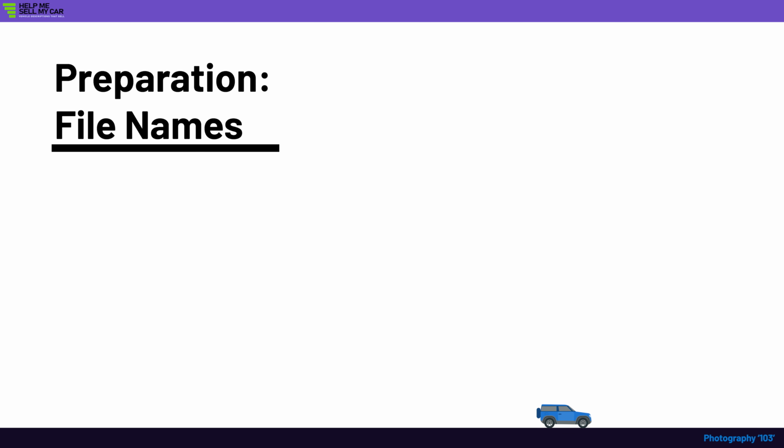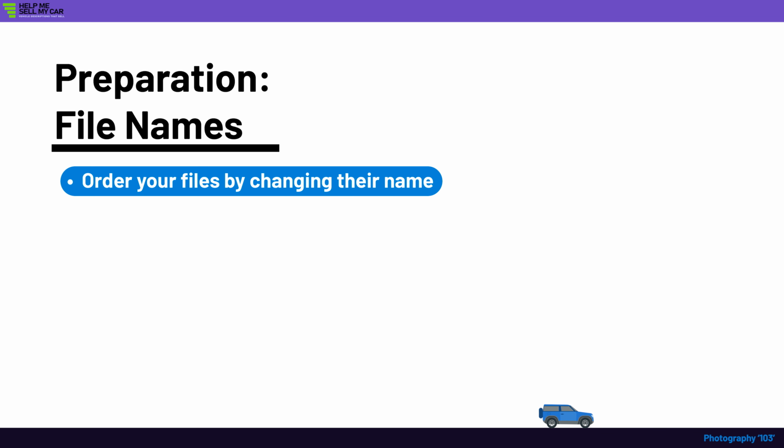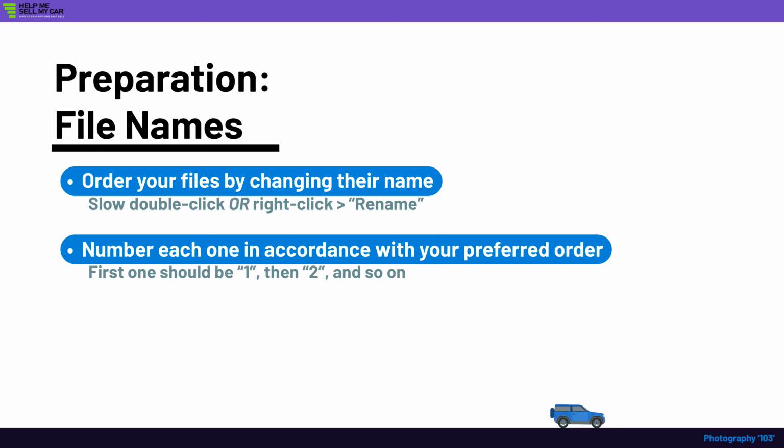The easiest thing you can do to help yourself is to rename your photos to something that keeps them in the order you want them to appear. To start, slowly double-click on a photo's name or right-click on one and select Rename. At the very least, we suggest that you rename the first photo to 1, the second to 2, and so on. Doing so helps ensure that they will upload to a given listing website in the correct order, saving you from having to carefully reorganize your photos later.